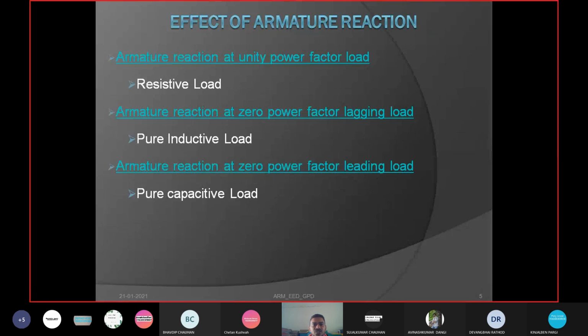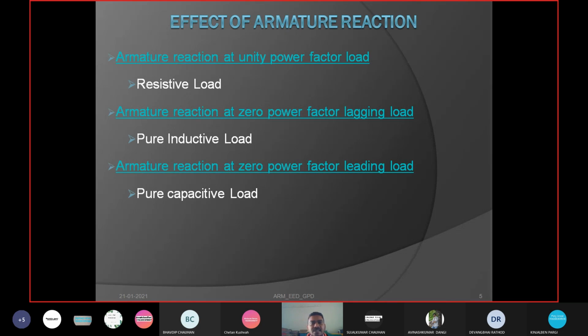Now, the effect of armature reaction. We have different types of load: a resistive load, an inductive load, as well as a capacitive load, and each load has a different power factor. For pure resistive load, the power factor is unity. For pure inductive load, the power factor is zero lagging, and for pure capacitive load, it is zero leading. So for different types of load, the power factor is different.